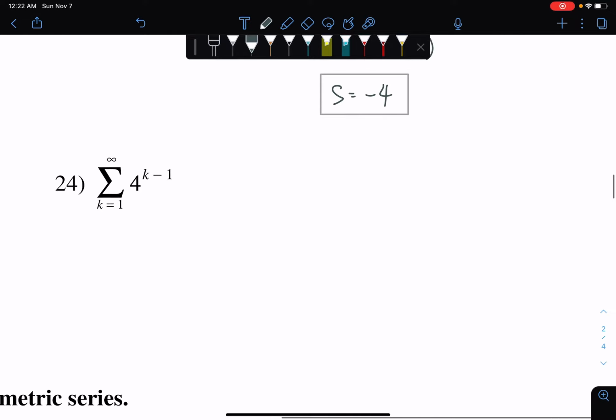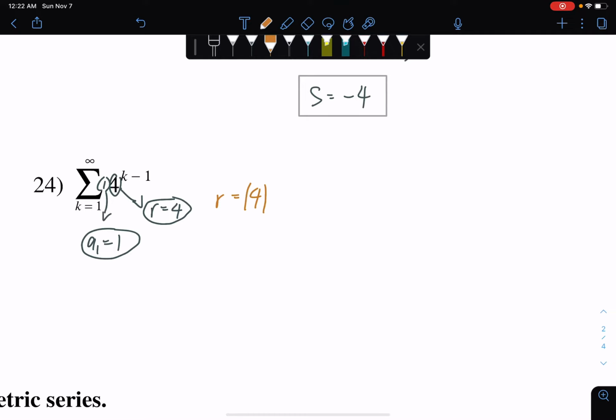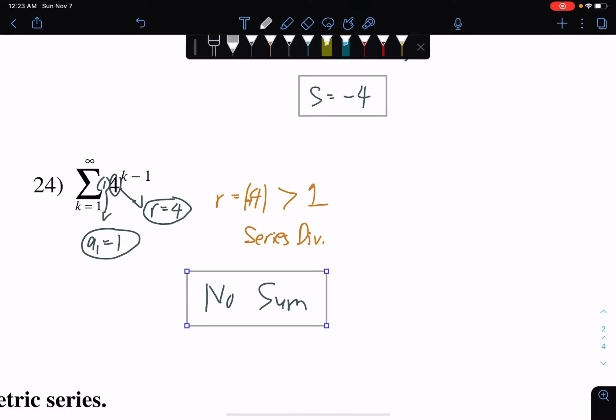Let's find number 24. So again, let's apply the technique. R is equal to 4, we know it already, times the invisible 1. Invisible 1 is A sub 1. And in that case, let's check the value of our sum. R is equal to 4, absolute value, it's already positive anyways. But it's greater than 1. So we know what that means. It's a drill. Series diverges, abbreviated as div. Because of that, we cannot find the sum, because there is no such sum in this given.